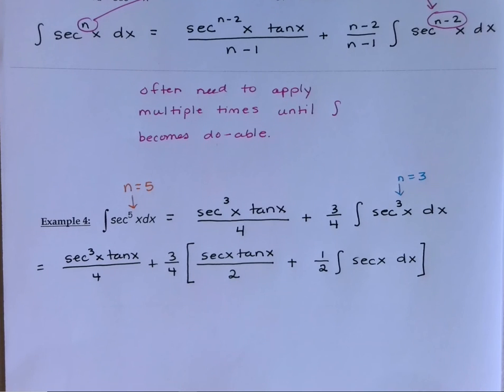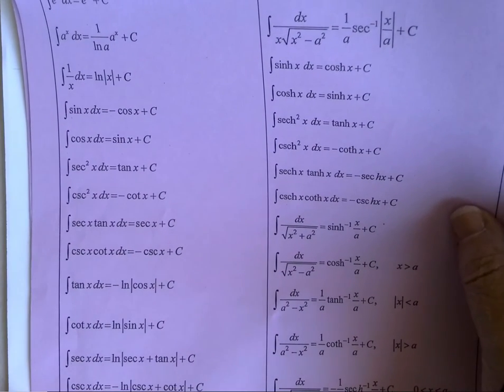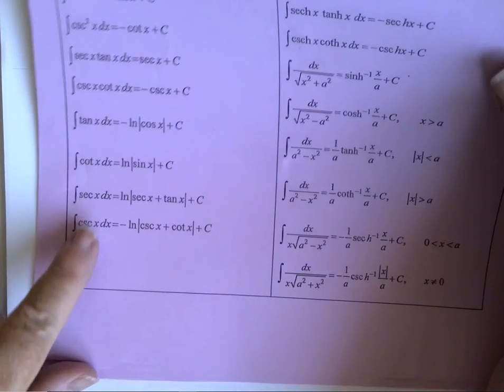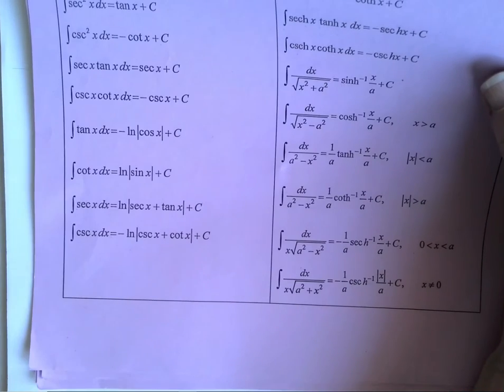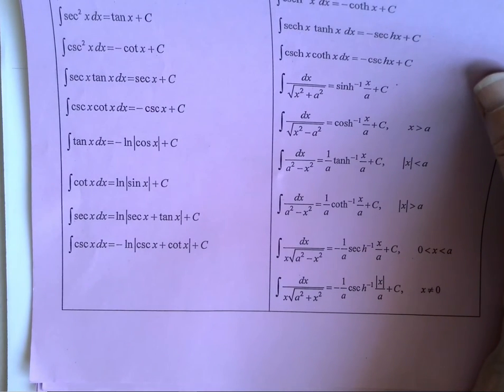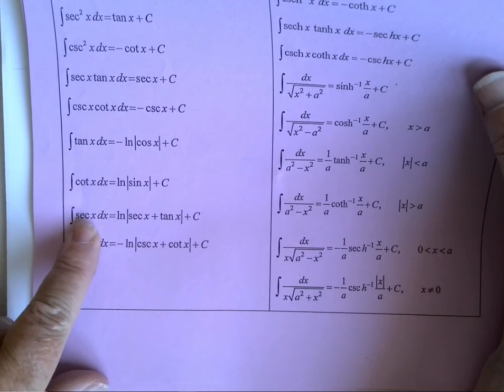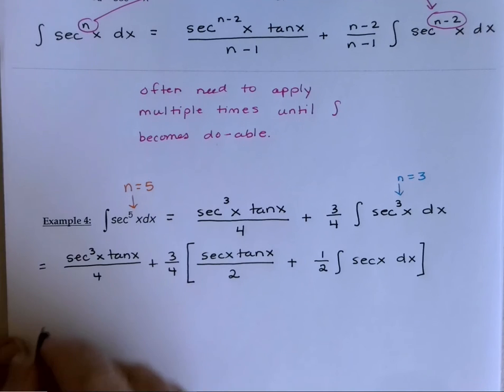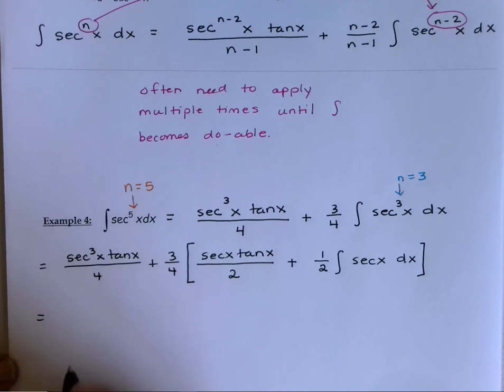Remember from your list of integrals that the 2 types of secant functions we have on our list are secant squared, and then down here secant to the 1st. So once you get down to either secant squared or just secant, we can do the integral. So I've got this one right now, natural log of secant x plus tangent x plus c. So let's see what we've got here.